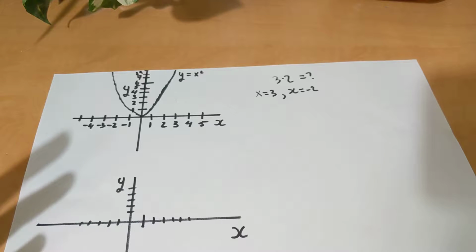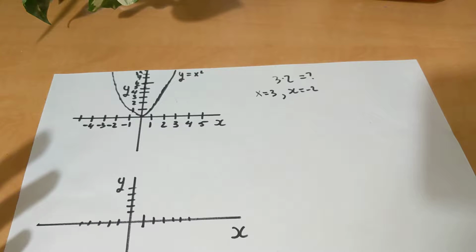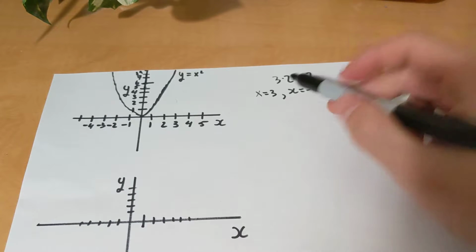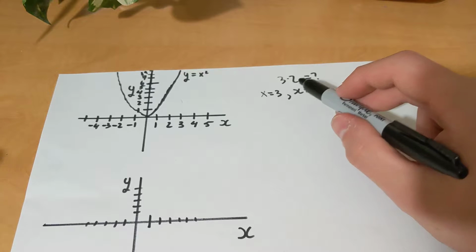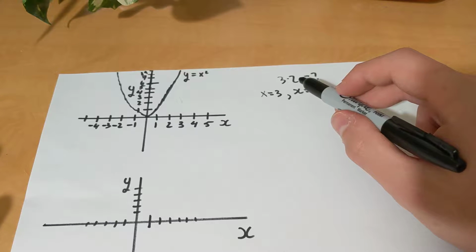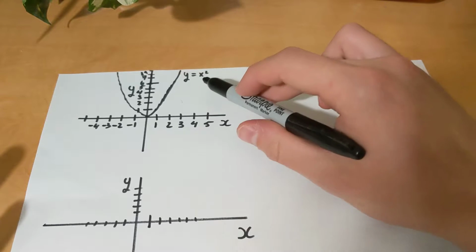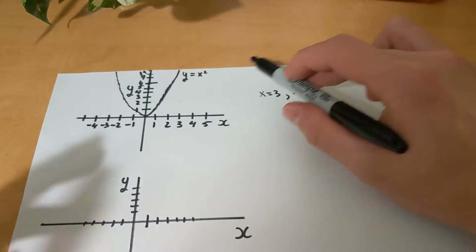Hello. I recorded this a second ago, and I don't know why I screwed up, but I did. So, what the heck? How do you multiply two numbers? I have no idea. Like, what's 3 times 2? I don't know. But let's look at y is equal to x squared. Let's see if this can help us.